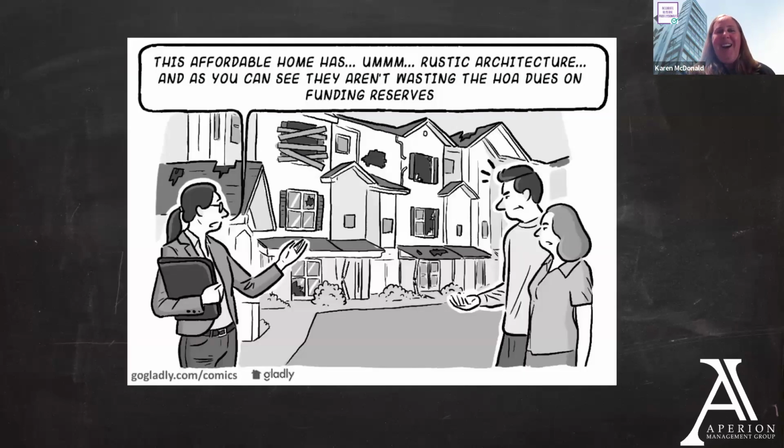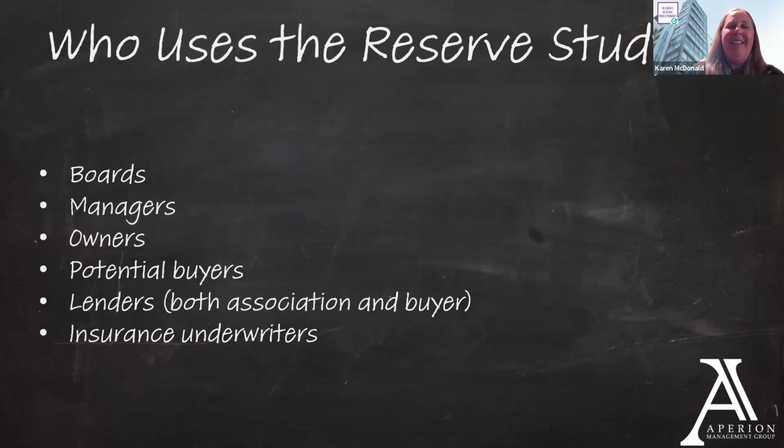Here's another one that I think is cute. This affordable home has rustic architecture. And as you can see, they aren't wasting the HOA dues on funding reserves. And boy, do they have some problems. They've got windows boarded open, broken glass. Looks like there's a big old hole in the roof. And the real estate agent is standing there with a couple of buyers who are not looking so thrilled about this. So let's talk about that, and then I'll wrap things up and take questions.